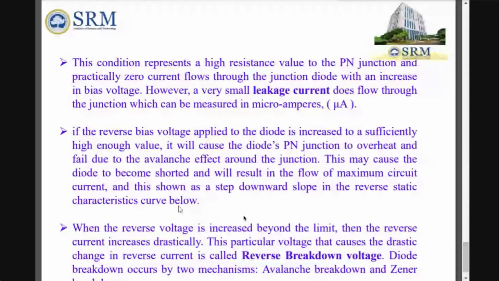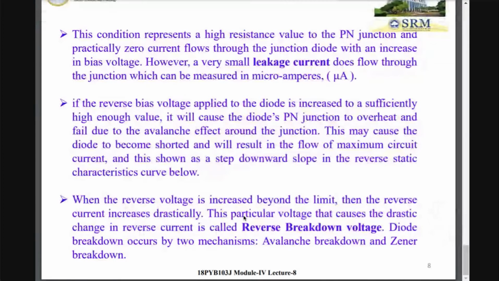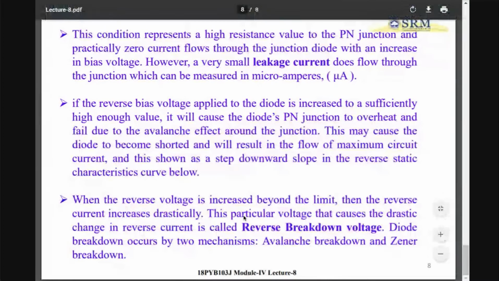See here, a small leakage. However, a small leakage current will flow through the junction, measured in microamperes. Again, when the reverse voltage increases sufficiently, it causes the diode to overheat and fail due to the avalanche effect around the junction. The diode becomes shorted and results in the flow of maximum current in that circuit. You step down the diodes. So that is the breakdown voltage, or reverse breakdown voltage.